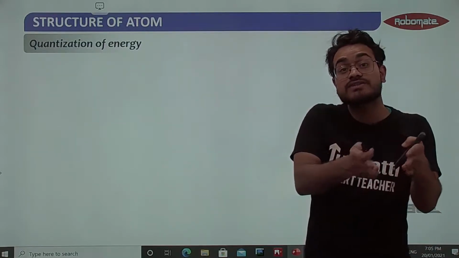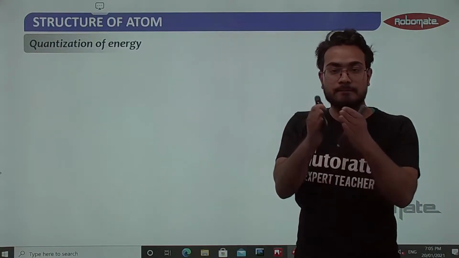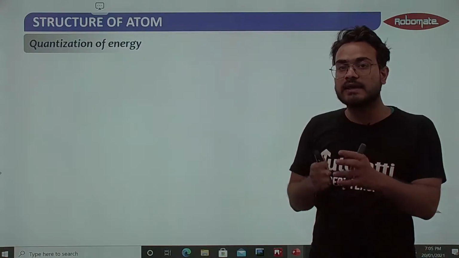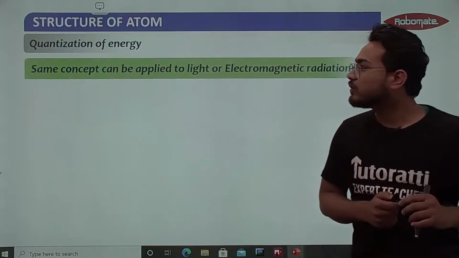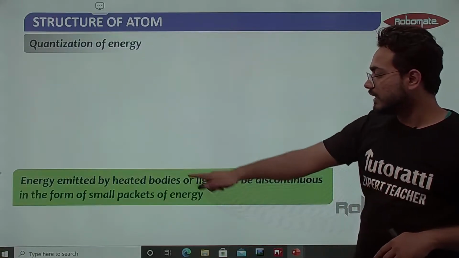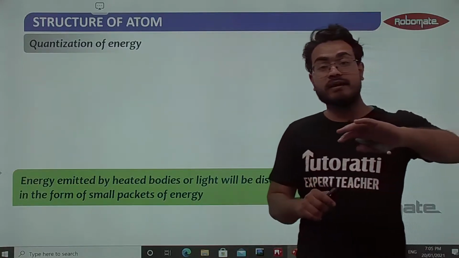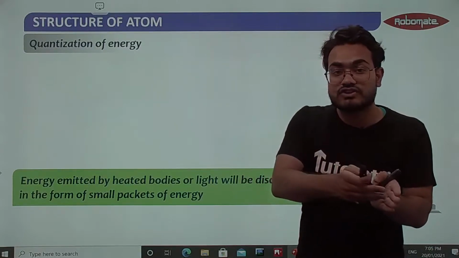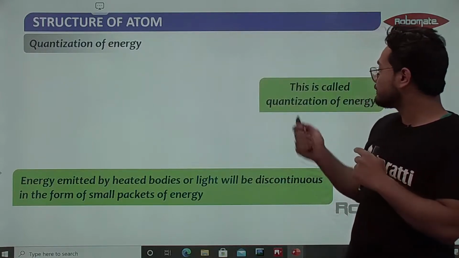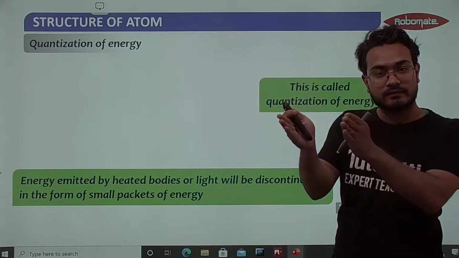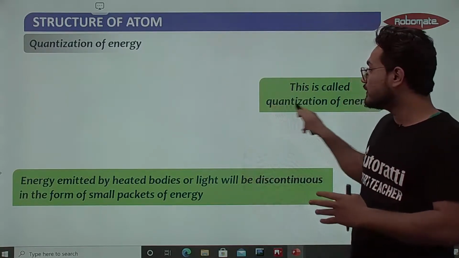If energy is discontinuous, it can also be quantized. If energy is in a discontinuous form, then I can assign a minimum value to energy also. That's what Max Planck did. He studied the energy emitted by heated bodies. This is a very good example. When a body is heated, the energy which radiates from it is in discontinuous form.